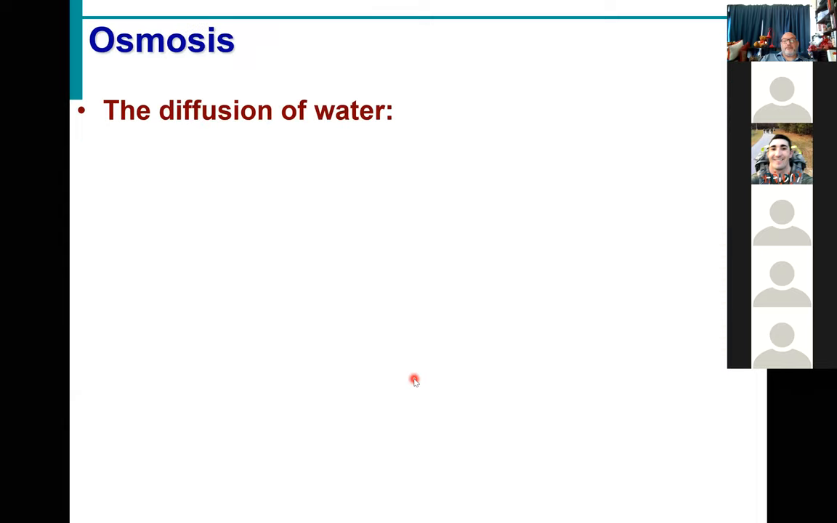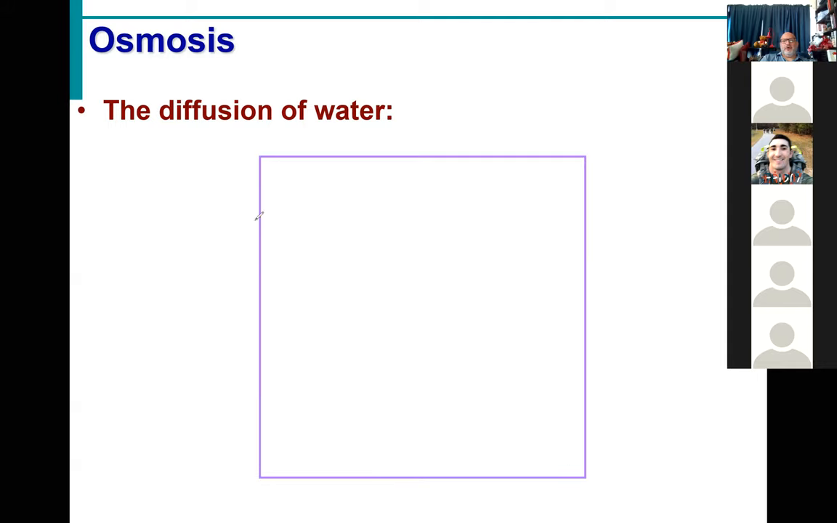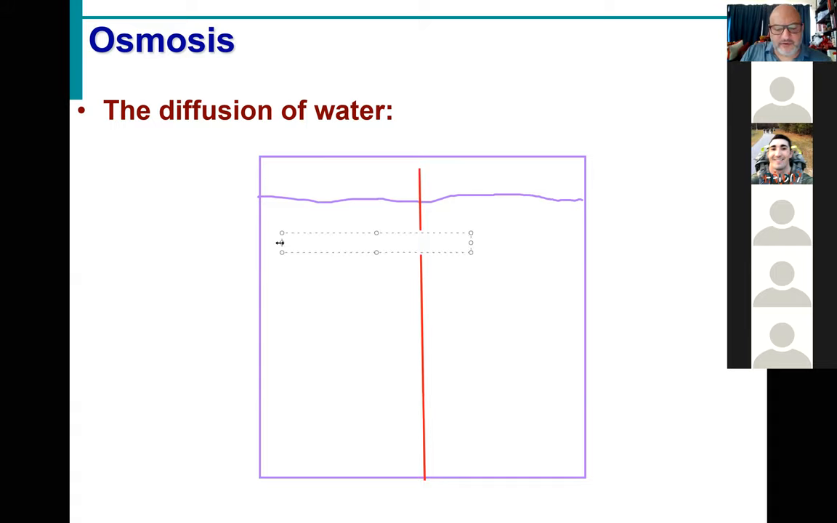All right. Now, we've talked about diffusion of ions and other molecules, but remember the other thing we have to talk about is the diffusion of water. If we set up that same beaker that we did before, and again, we put water in it, and again, we put a diaphragm across the center. And again, we'll go back to glucose. We put 75% glucose on this side. And again, we put 15% glucose on this side.